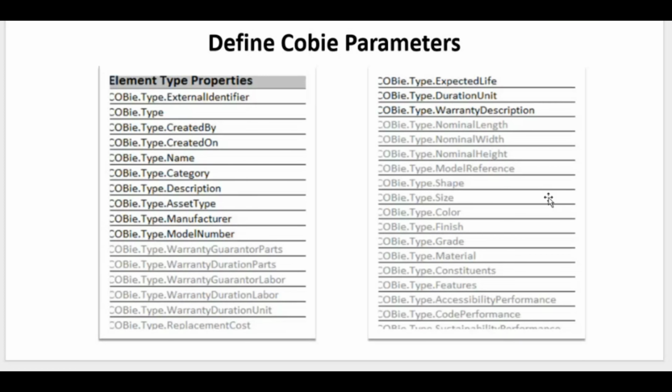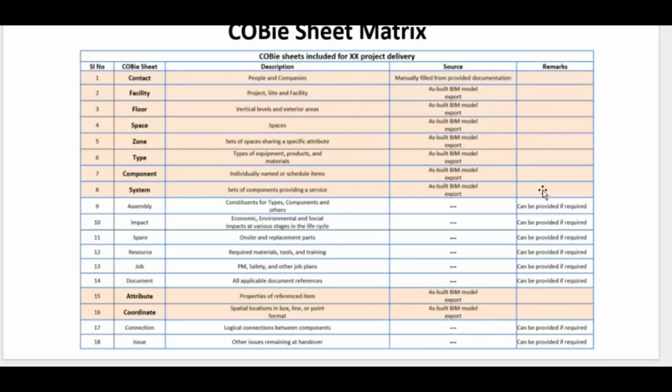It is like a checklist. It shows that people and company will be manually filled from the provided documentation. This is the source of documentation. You can see COBie sheets and then description source. Context will be manually filled, and then facility, floor, space, zone, type, component, system will be exported from the as-built Revit model. It should be the as-built one, LOD 500. After LOD 500 only we are able to segregate those data.